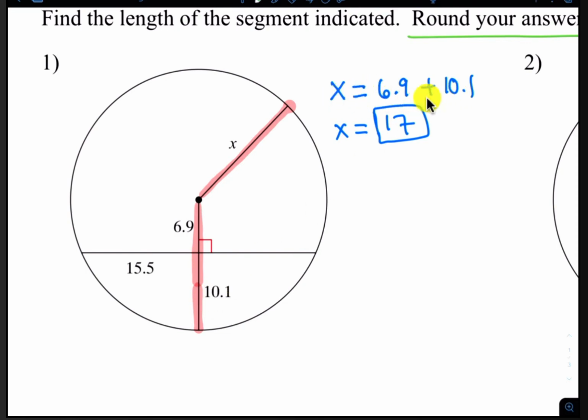So let's set up the equation that X is equal to 6.9 plus 10.1. Let's add those two numbers together. 6.9 plus 10.1 is 17. So the answer is X equals 17.